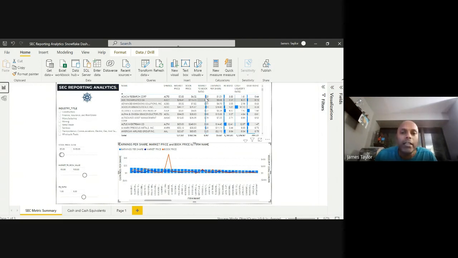But the summary, again, is a comparison between the market price, the stock price, and the book value per share. So that's an item that I'd like to filter on, potentially to scrutinize and filter down my data set to only look at or scrutinize certain companies that meet my threshold of investment criteria.